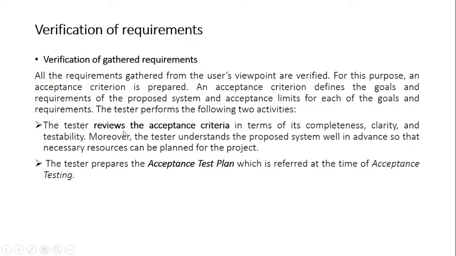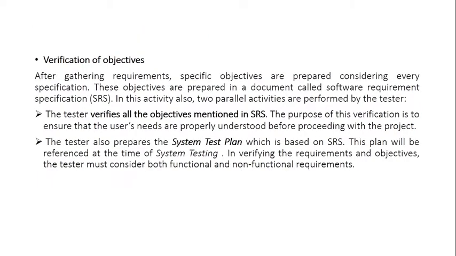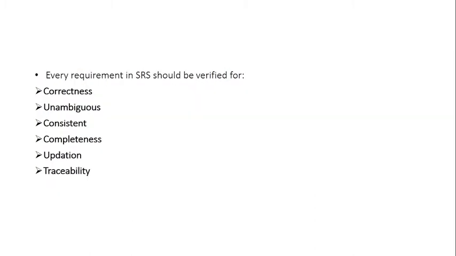What the tester has to do is review the acceptance criteria in terms of completeness, clarity and testability, and he prepares an acceptance test plan in the case of verification. Now verifying the objective: the tester verifies all the objectives mentioned in the SRS document, and he prepares a system test plan. So just a brief of it.